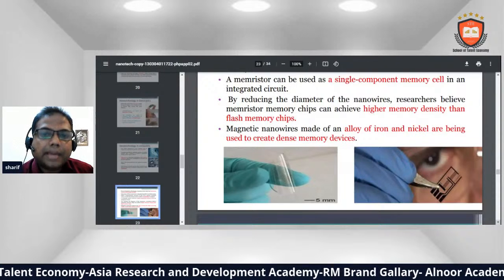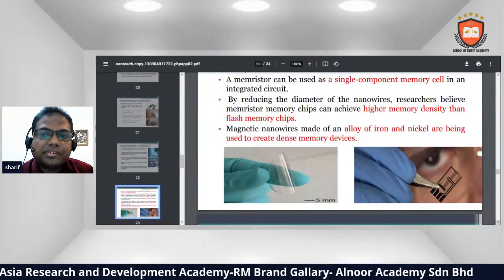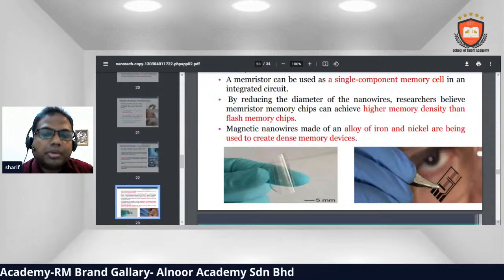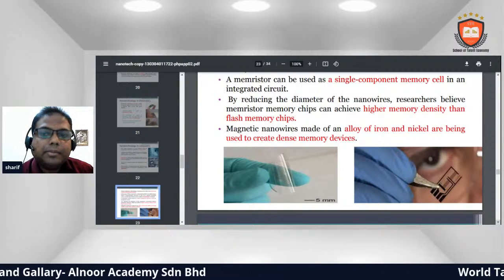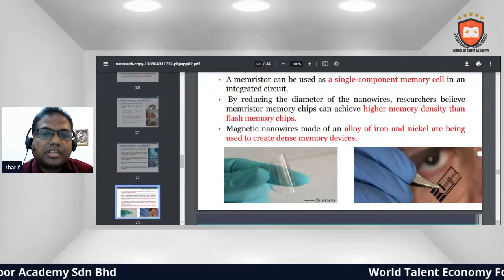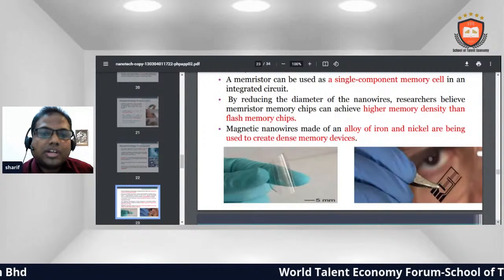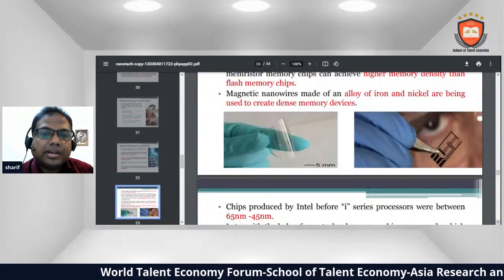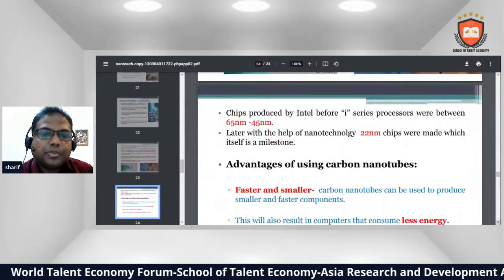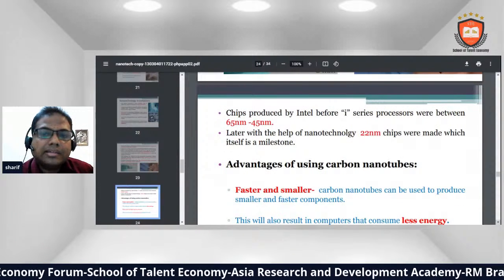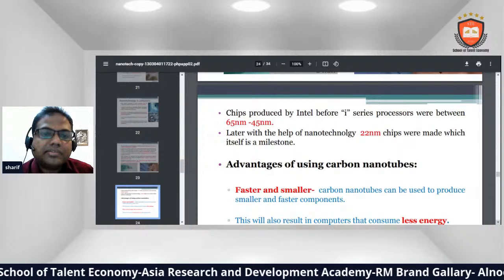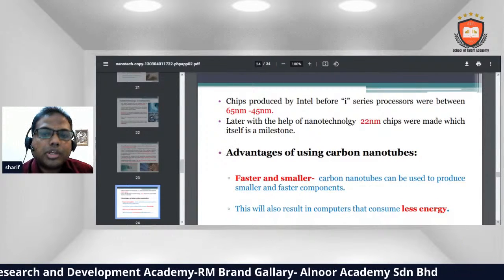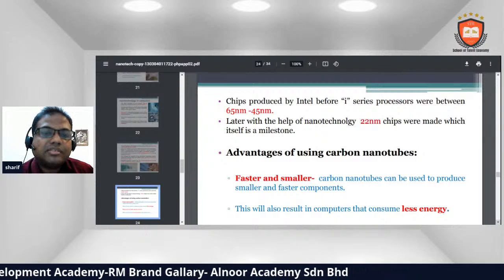A memristor can be used as a single-component memory cell in an integrated circuit. By reducing the diameters of nanowires, researchers believe memory chips can achieve higher memory density than flash memory chips. Magnetic nanowires made of an alloy of iron and nickel are being used to create dense memory devices. Chips produced by Intel before the i-series processors were between 65 nm and 45 nm. Later, with the help of nanotechnology, 22 nm chips were made, which itself is a milestone.